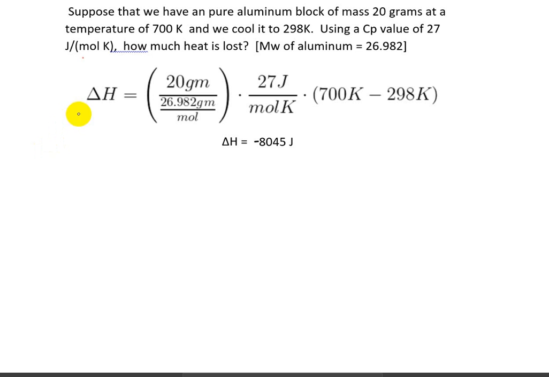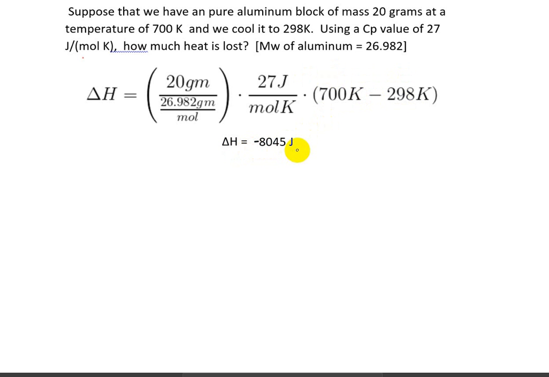Well, the delta H is going to be the mass. That's going to be 20 grams divided by the molecular weight in grams per mole. So we'll have a mole term here. The next thing is we'll have the heat capacity at 27 joules per mole K, and then multiply that times the temperature. In this case, I have got the temperature T1 and T2 turned around backwards. This should have been 298 K minus 700 K to get the difference. And the only reason for that would have been that T1 is 700 K, but this should have been T2 minus T1, so that the answer actually comes out to be negative 8045 joules.